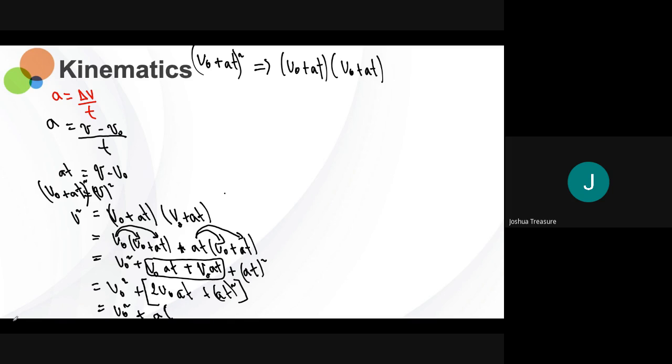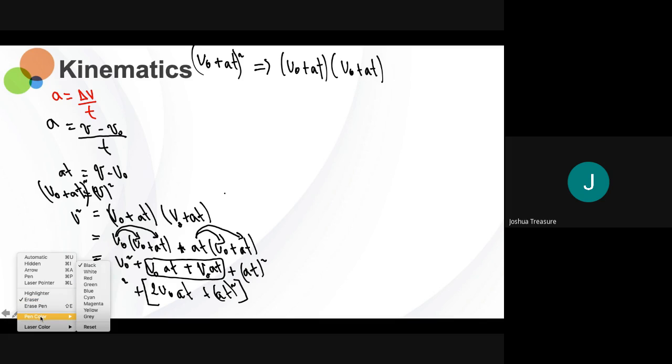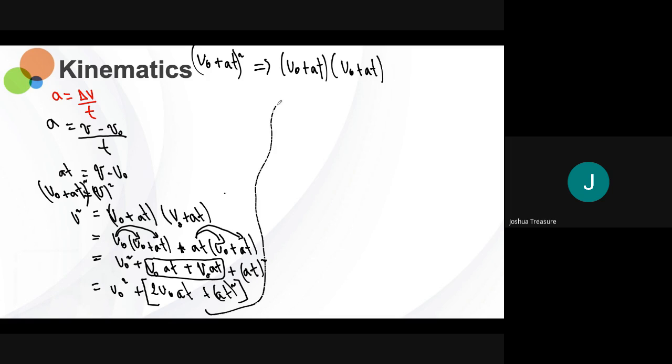All right, let me move this over here. 2VT. All right, give me a second. Let me just move it. Sorry. V0 squared, and then moving this. Maybe try that next time. All right, so move this over here.